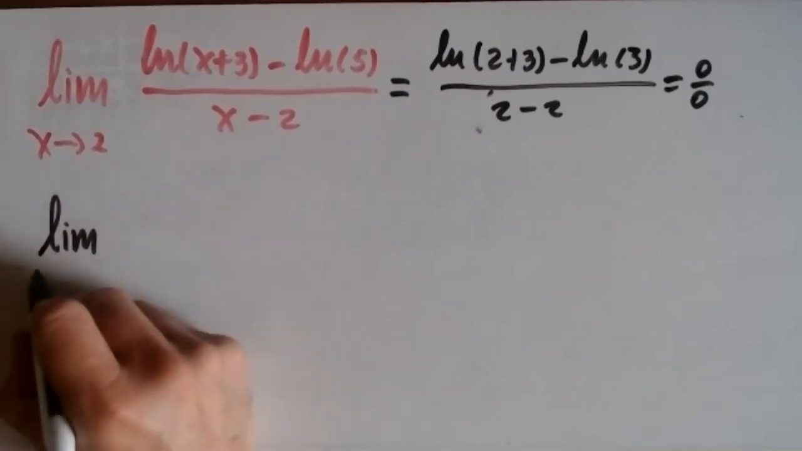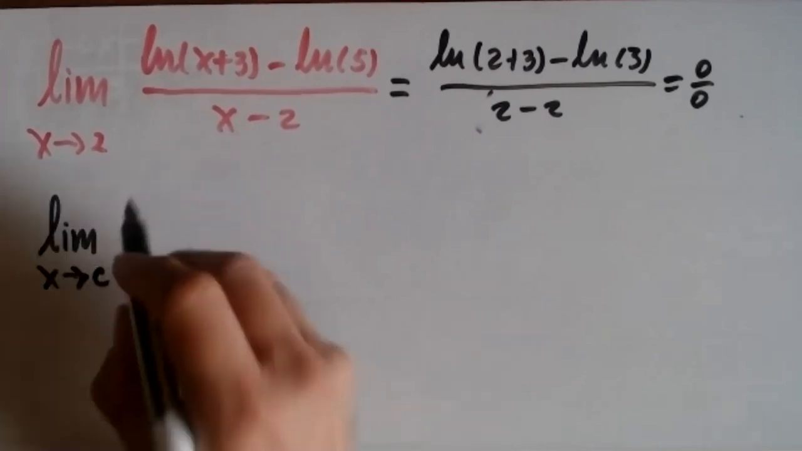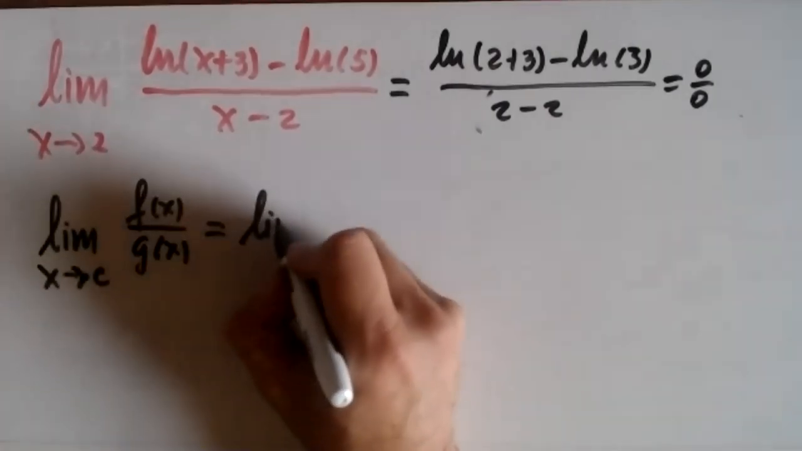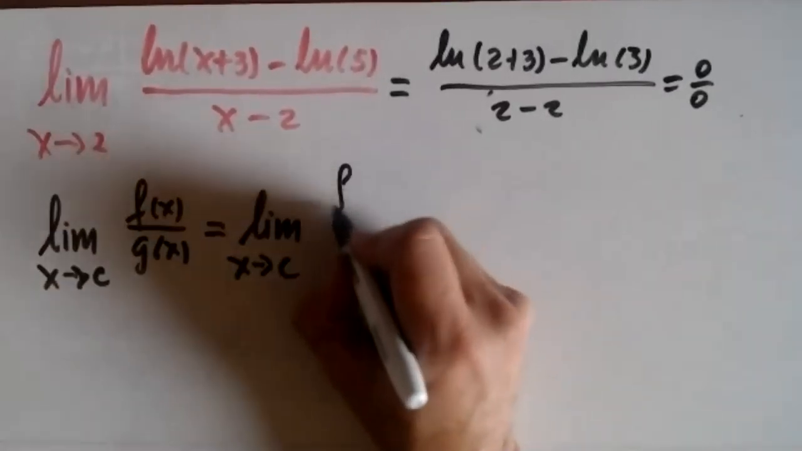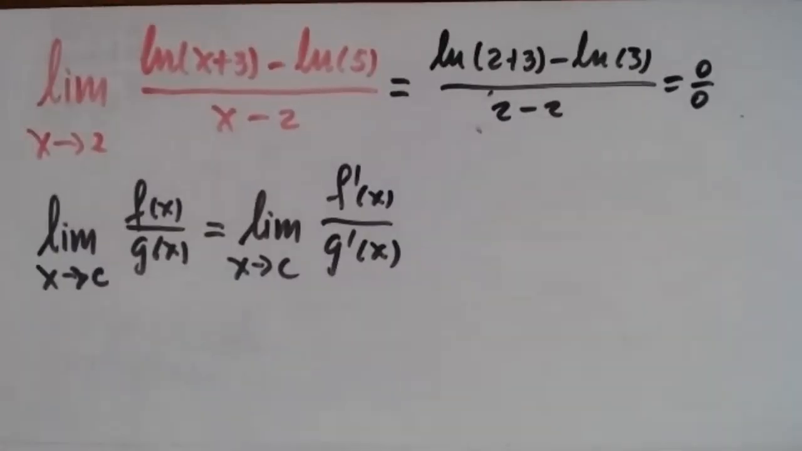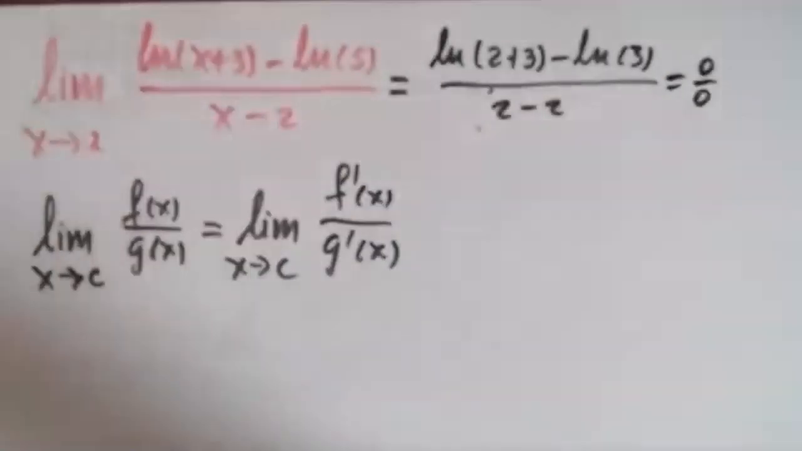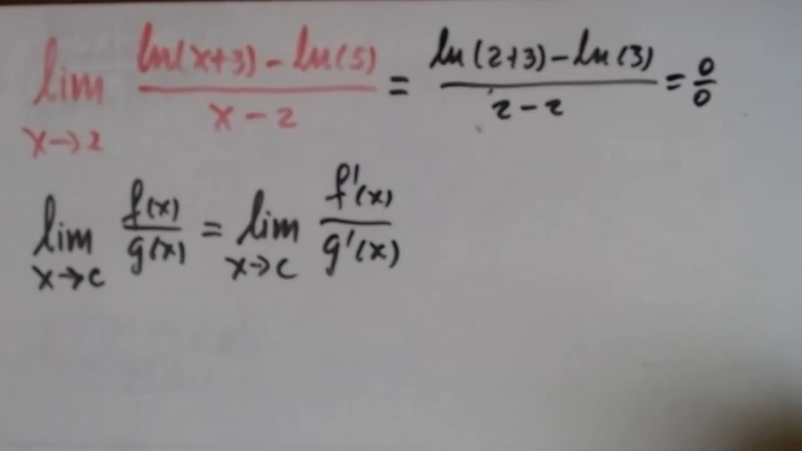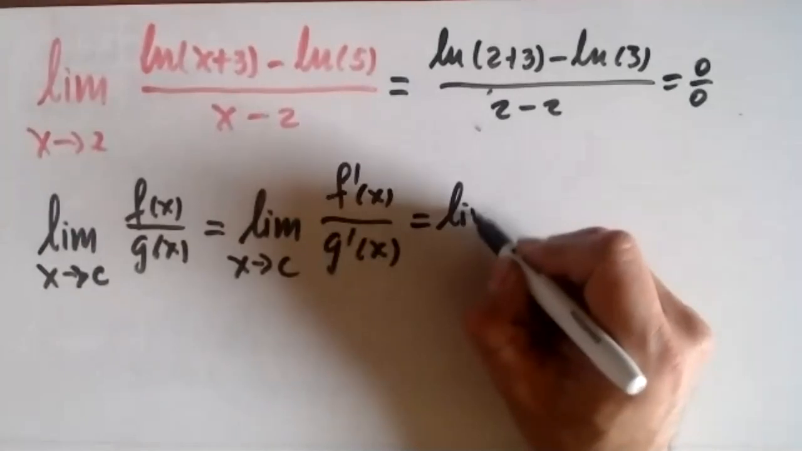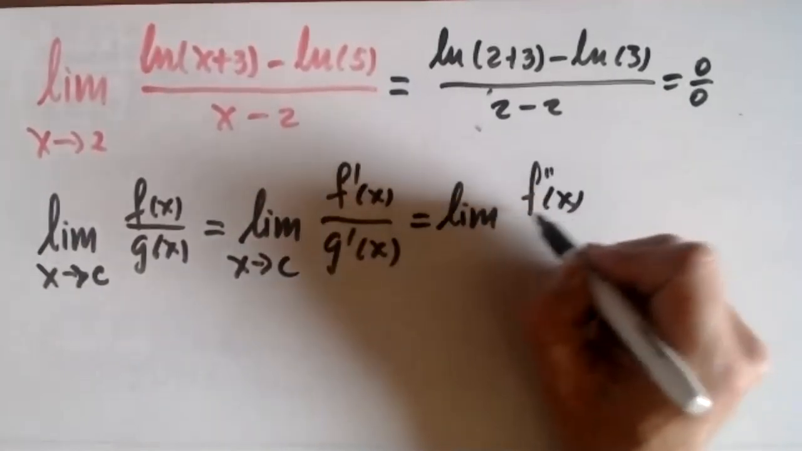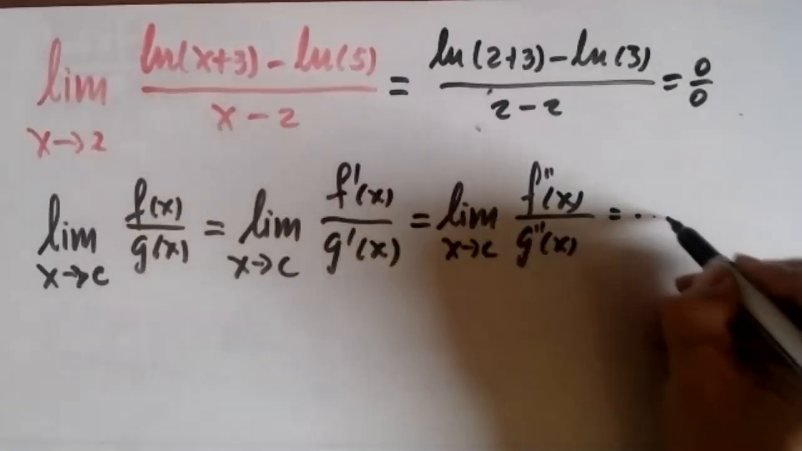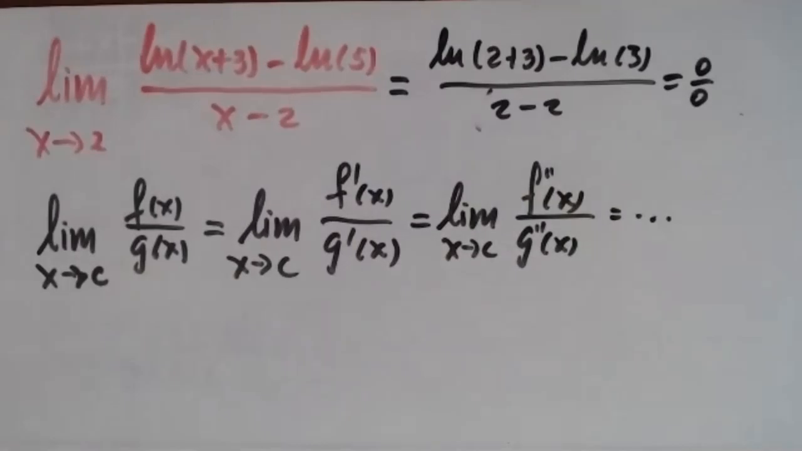The limit when x approaches a number c, for instance, of f of x over g of x is the same as the limit when x approaches c of f prime of x over g prime of x. This is the famous L'Hopital rule, correct? It's very easy to use and gives answers, if not in the first derivative, in the second one, because this may also be extended to the second derivative, and usually for as many derivatives as these functions have, correct?